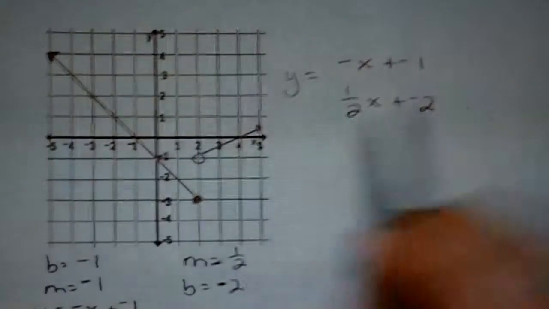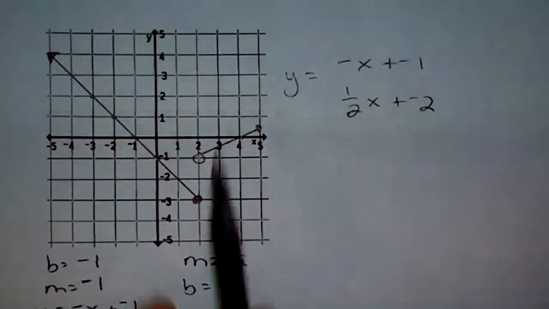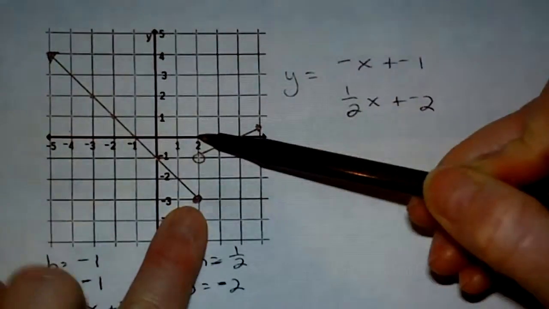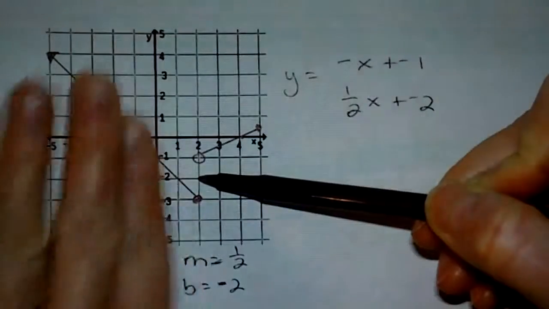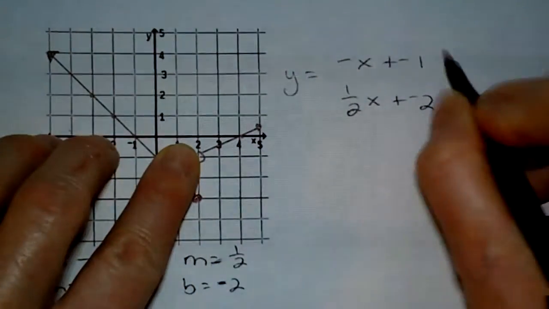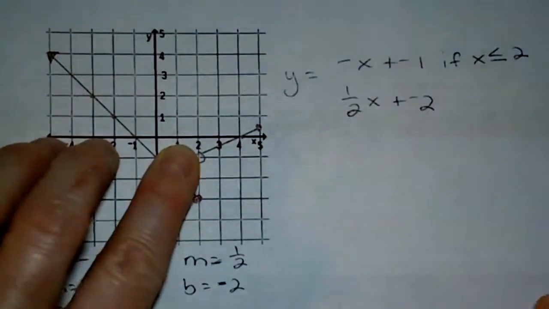So y equals -x plus -1 when? So let's look at our x values. It looks like there is a closed circle when x is 2. So x can be 2, and x can also be all the values that are less than 2. So I would say if x is less than or equal to 2.